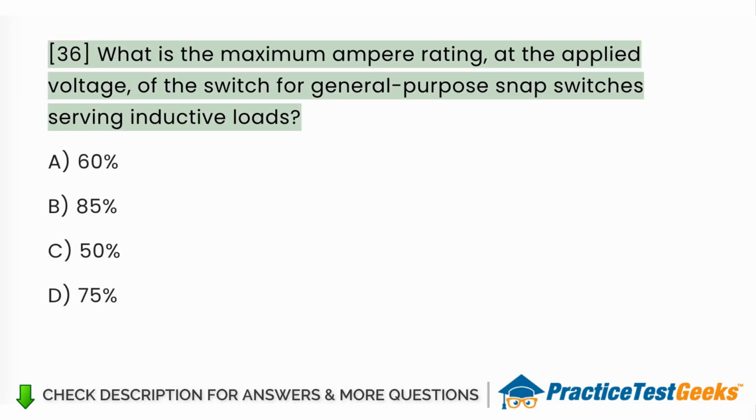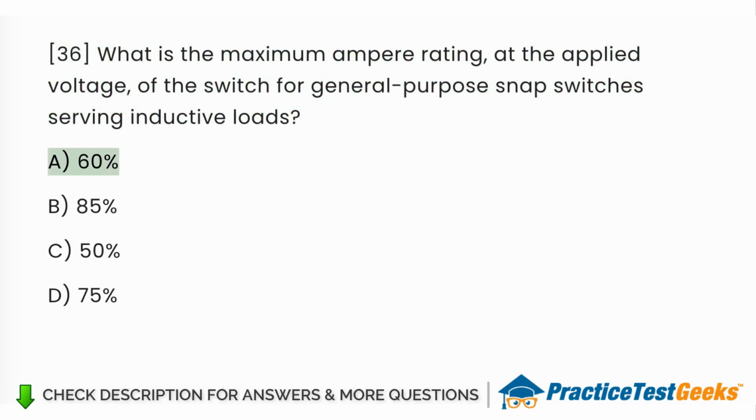What is the maximum ampere rating, at the applied voltage, of the switch for general-purpose snap switches serving inductive loads? A. 60%. B. 85%. C. 50%. D. 75%.